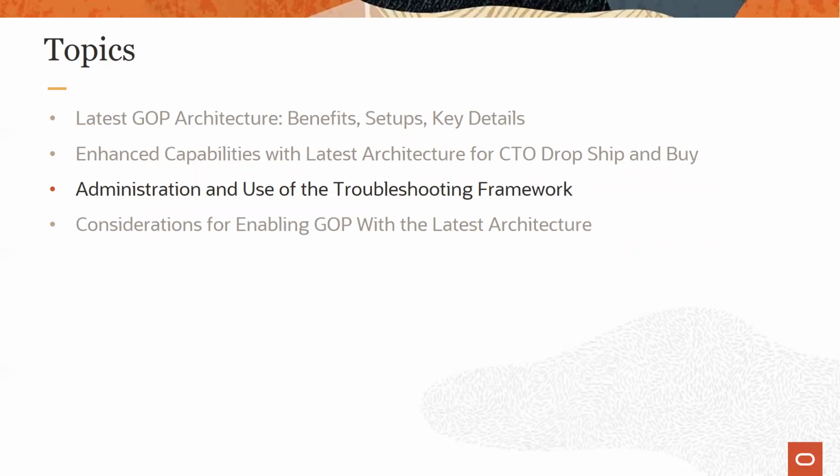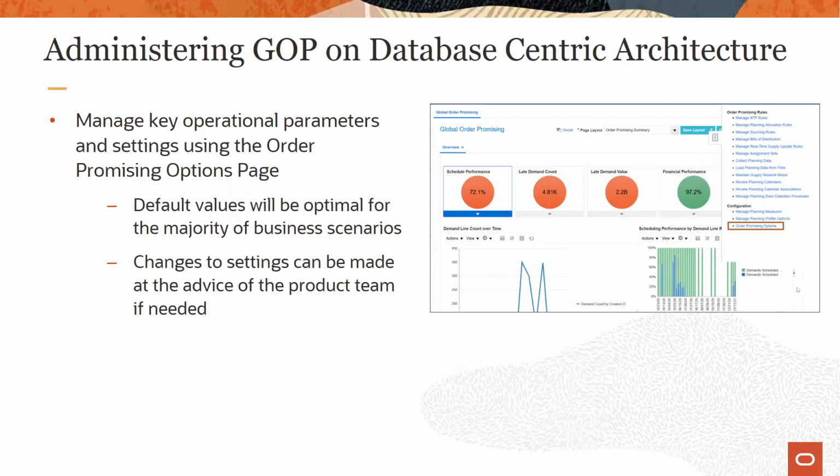Now let's look at some of the administration and troubleshooting related aspects of the database driven solution. In order to smoothly manage the administration of day-to-day order promising activities on the database-centric architecture, a set of parameters and settings are available in the order promising options page. Default values are assigned for all the settings and parameters, and these are optimized for a majority of business flows.